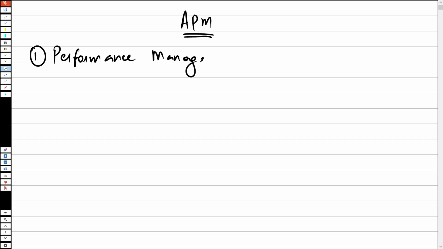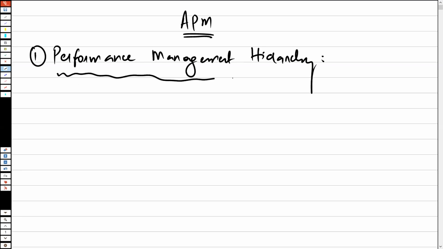Let's start discussing. The first thing, when we start off with the APM, there is something that you need to understand. The number one of them is basically the performance management hierarchy. When I talk about the concept of performance management hierarchy, that's where the APM actually starts.